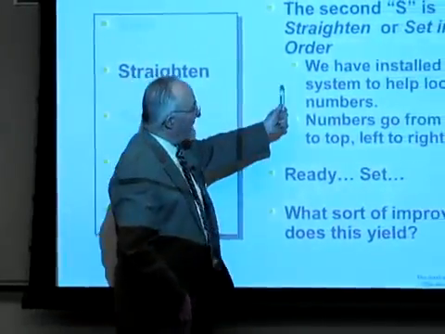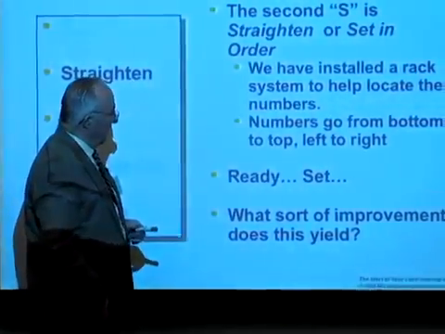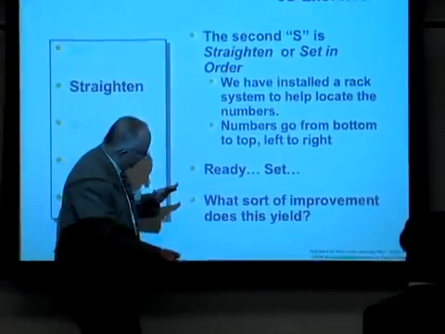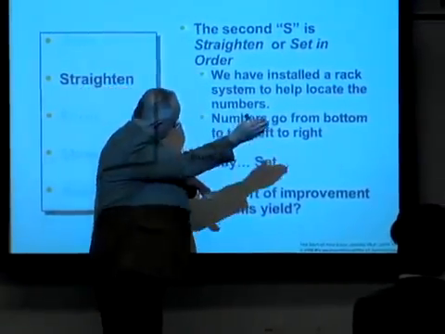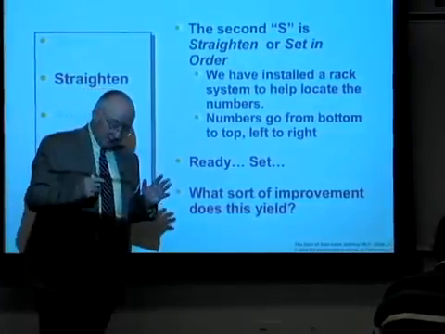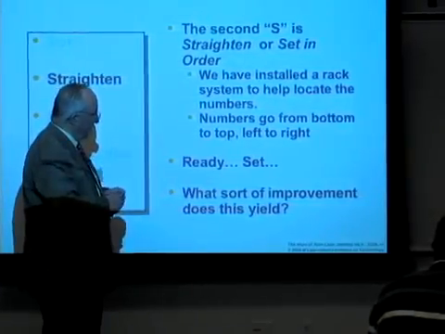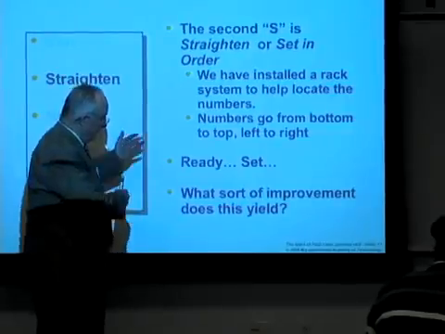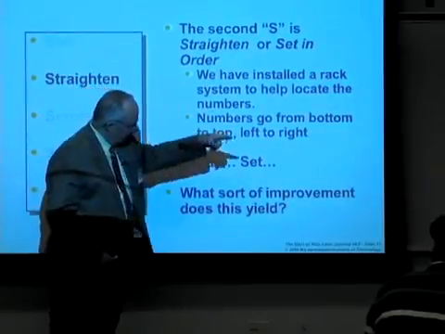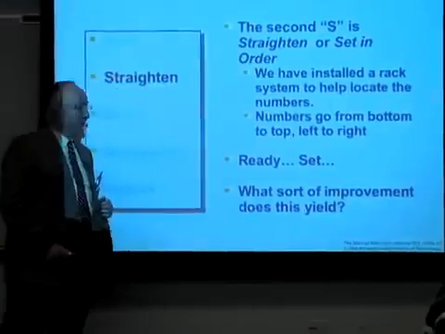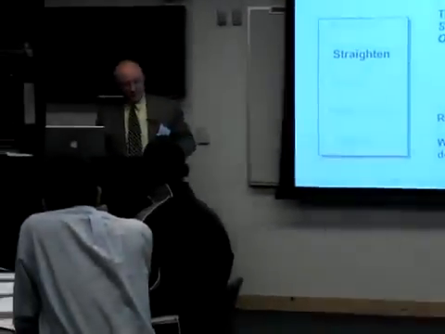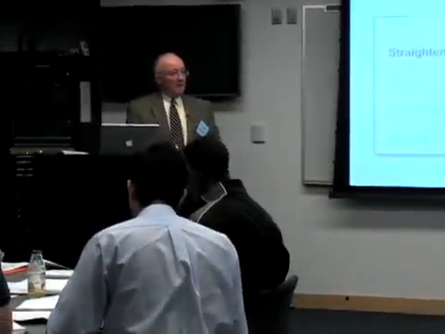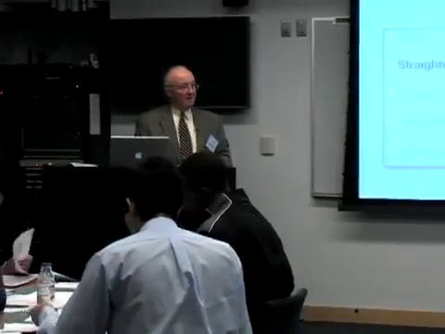Now we're going to do what we call set in order or straighten. Just think about a factory. We installed a rack system to help locate the numbers. And the numbers go from the bottom to the top and from left to right. Okay, that sort of makes sense, right? Bottom to the top, left to right. And that'll help you. So start over on the left and then go up and then go to the right side. And we'll talk about it. Okay, stand by. On your mark, get set, go.